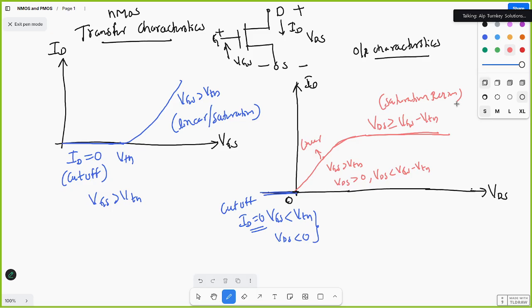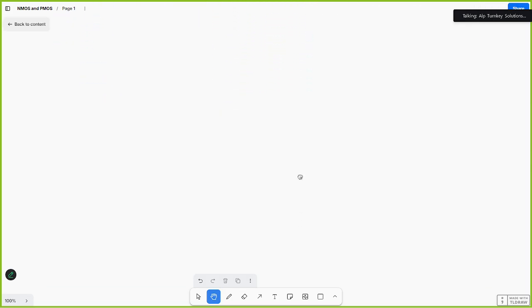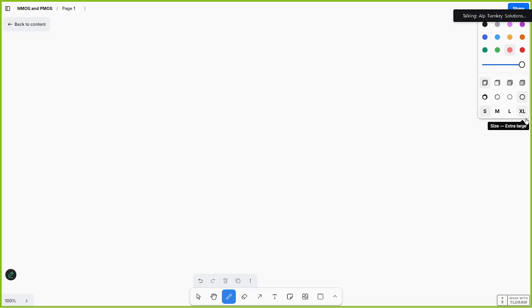If you write the drain current equations in different regions, we already discussed. What are the drain current equations? In the cutoff region, what is drain current? There is no drain current, the channel is not forming. Drain current equal to 0 in cutoff region.